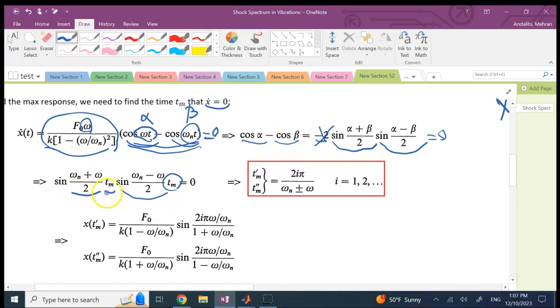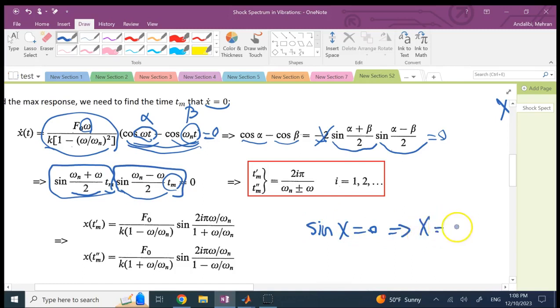So now it's easy. It's either the first term that is 0 or the second term. And you know, in general, when you say sine of x equals 0, x is any integer multiple of pi, like I times pi, where I is an integer number. So that's what's happening. Either (omega n plus omega) divided by 2 times tm is I pi, or the minus term times tm is equal to I pi. So we multiply both sides by 2, you get 2 I pi, and then we divide either by this term or by this term, and that's what you can see.